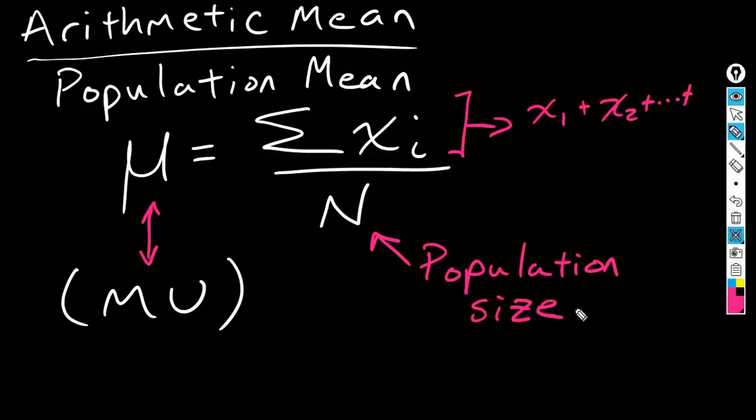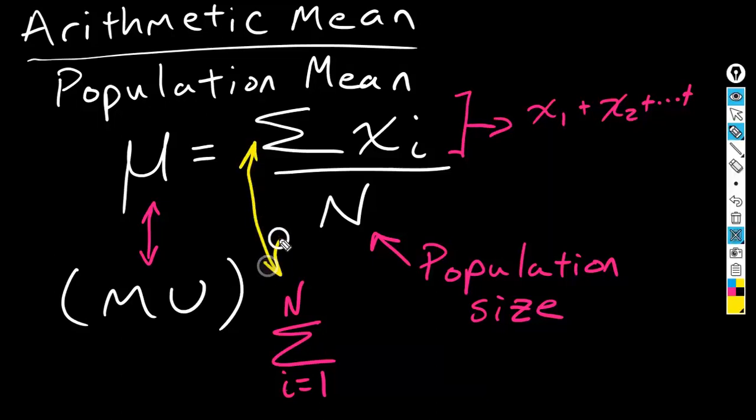This matters because our summation symbol here would actually look like this: i equals 1 to capital N. Because in this scenario we need a piece of data for every member of the population. To calculate your population parameter, you have to have all the data from the population. So that is our population mean.